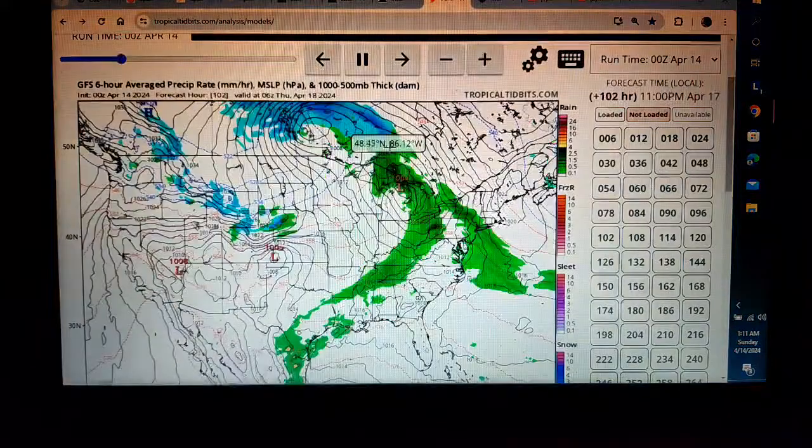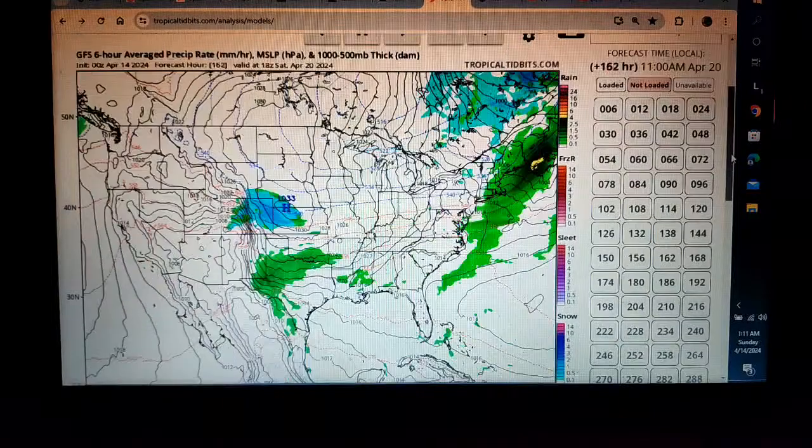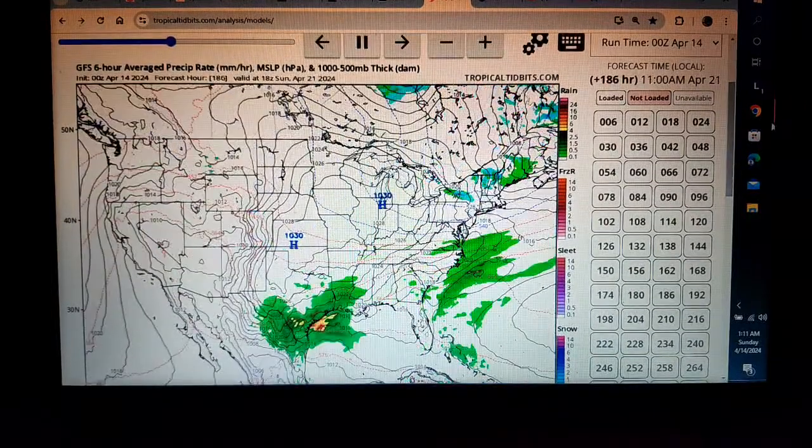All right, back to our weather. It should be loaded up now. All right, there it goes. Let that play one loop through real quick, and we'll bang this out.